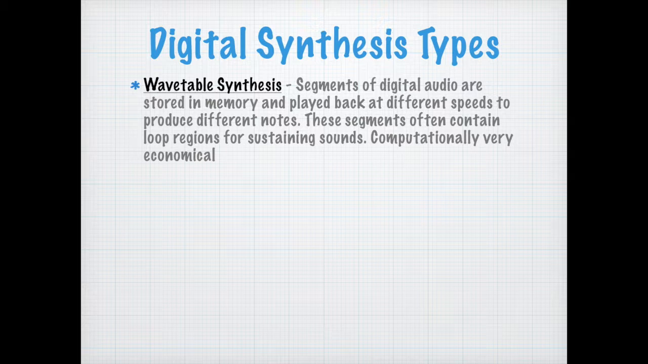Now, digital can also do something called wavetable synthesis. And this is segments of digital audio that are stored in memory and played back at different speeds to produce different notes. These segments often contain loop regions for sustaining sounds, and computationally speaking, they're very economical. They don't use up a bunch of resources and bog down your computer.